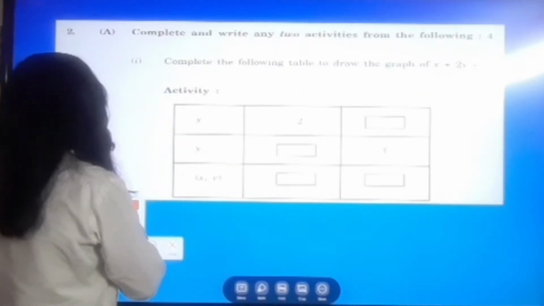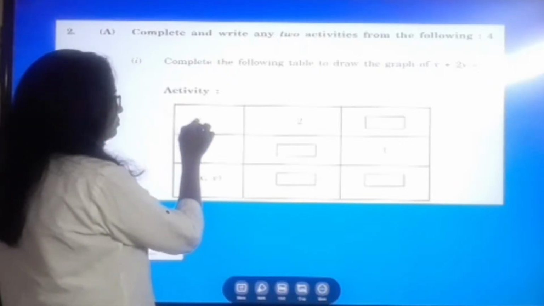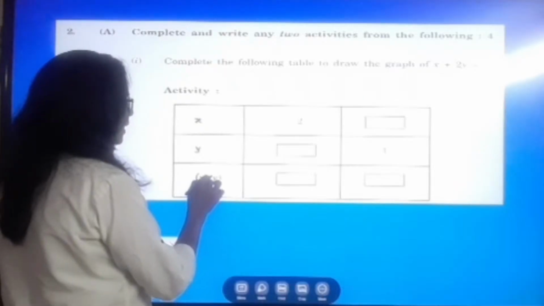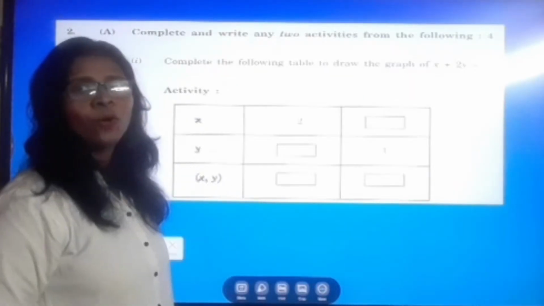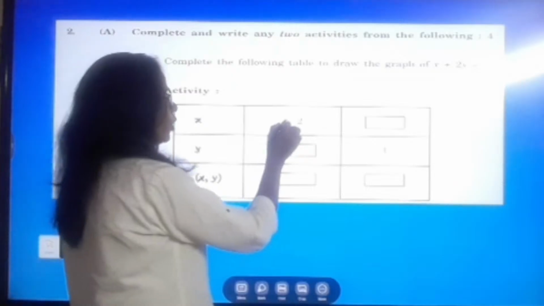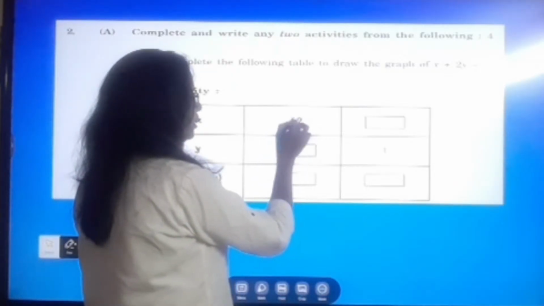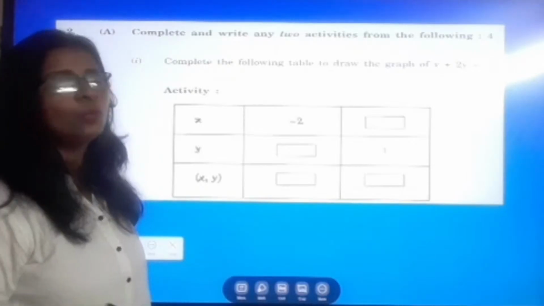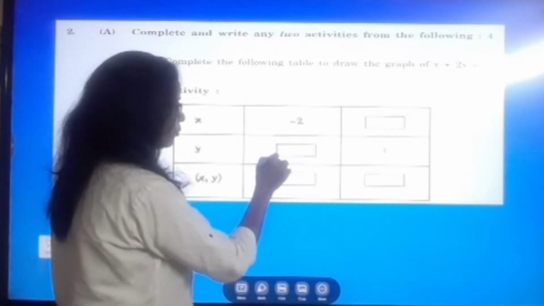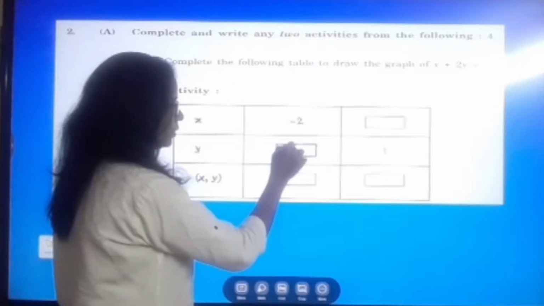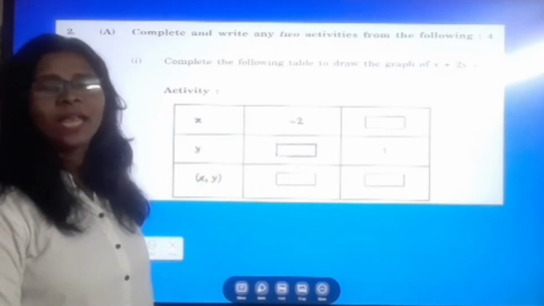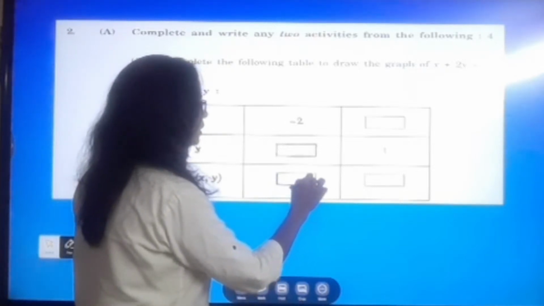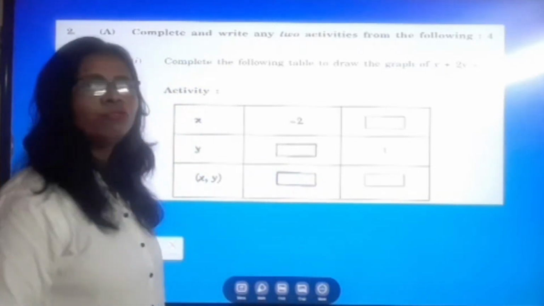Students, in this activity, the first column is for x, y and the coordinate of x, y. Then in the second column there is the given value for x, which is equal to minus 2, and we have to calculate y with the help of the x value, and then write down the coordinate of x, y.